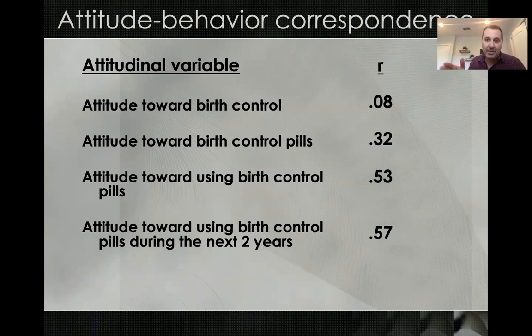So what had happened in the past research that Alan Wicker had reviewed is that most of the studies were doing something like in this top row here, where the researchers were asking very general questions and measuring a very specific behavior and finding very little relationship. So if you want to be able to predict a behavior, you need to measure the attitude at the same level of specificity as that behavior. That's the key takeaway here.